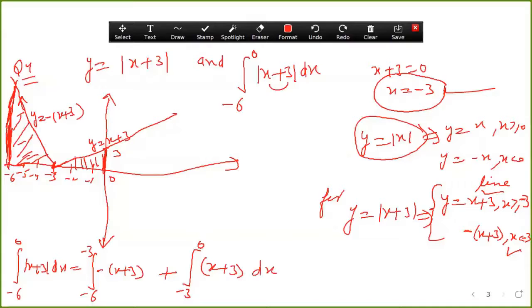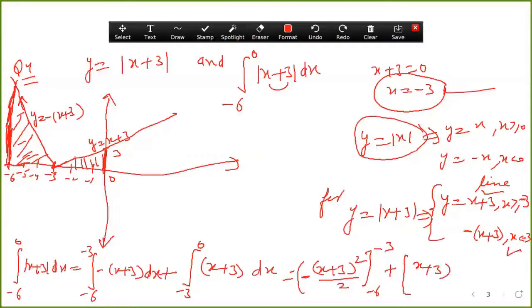Now integrate it with respect to x and you will get the answer. After integration, you will get x plus 3. You can write it like this, with the minus sign taken outside, and this is (x plus 3) square upon 2, with limit from minus 6 to minus 3, plus I have to integrate this one also, (x plus 3) square upon 2, with limit from minus 3 to 0.